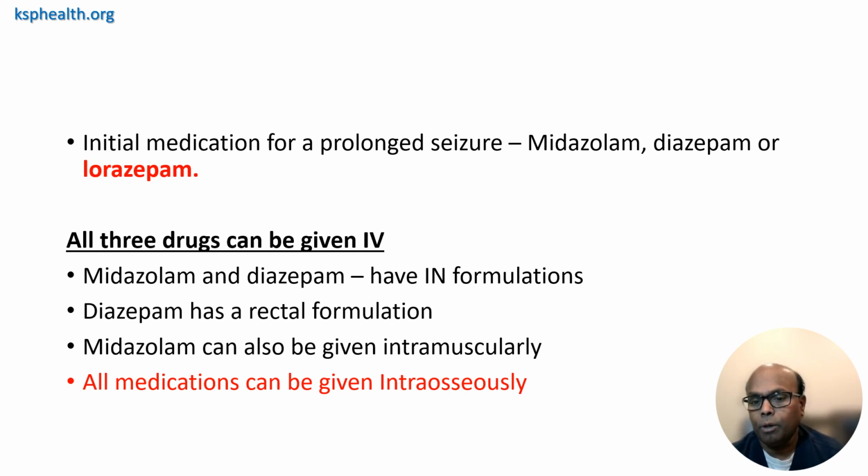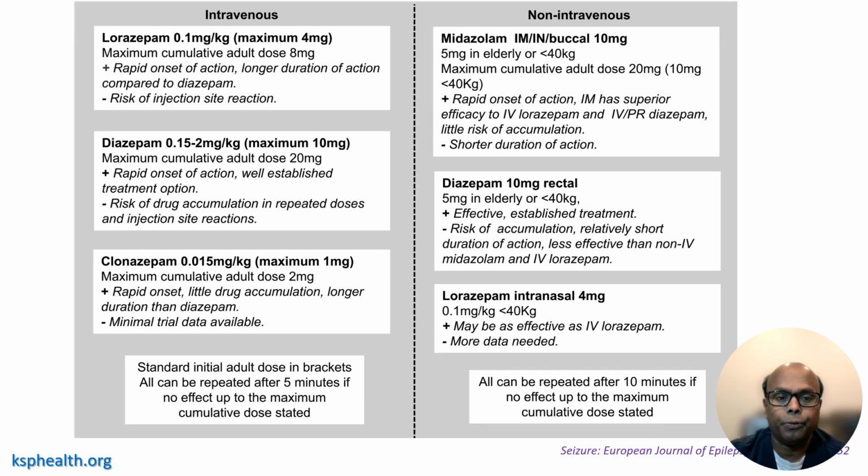So the best way to abort a seizure, if there is an IV, go ahead and give lorazepam. In the non-availability, give intramuscular midazolam. If the access is difficult, get intraosseous access and give those medications as discussed before.